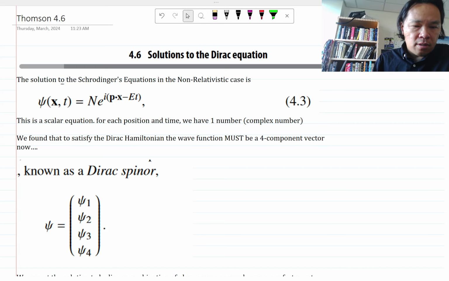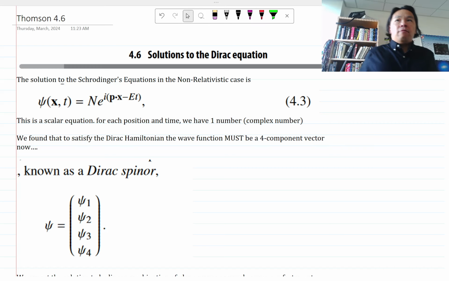Hi everyone. So this lecture is going to be on Thomson section 4.6, titled The Solutions to the Dirac Equation. So we've been playing around with the Dirac equation a lot and figuring out how to write them in this covariant form using these gamma matrices, right? What we're going to do now is find out how we can write these four component spinors.